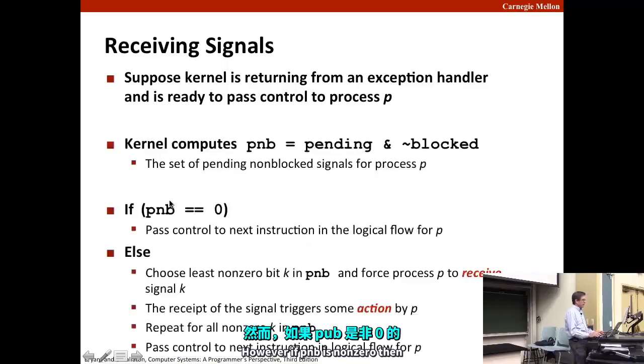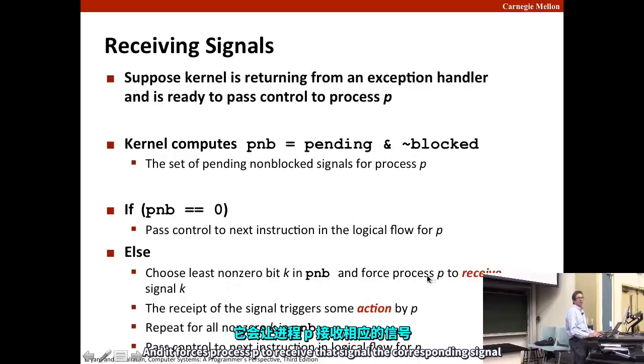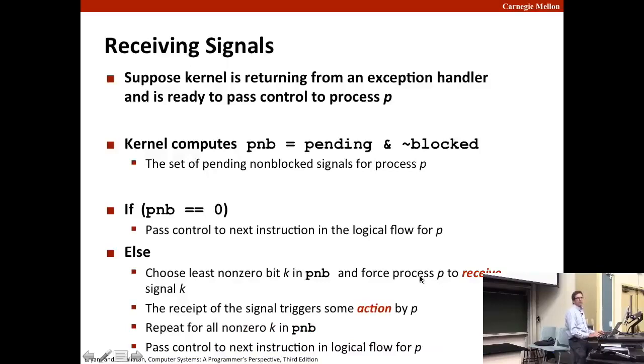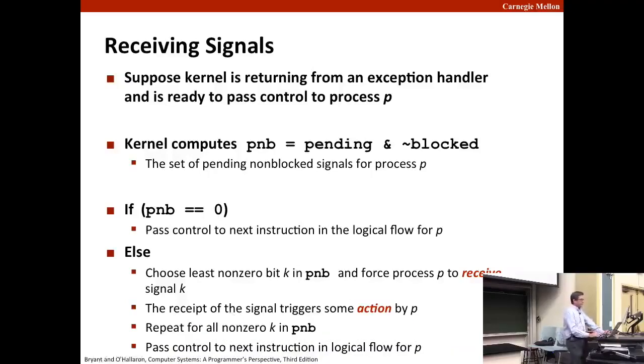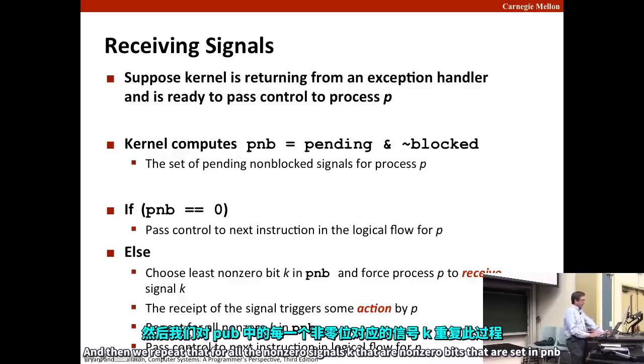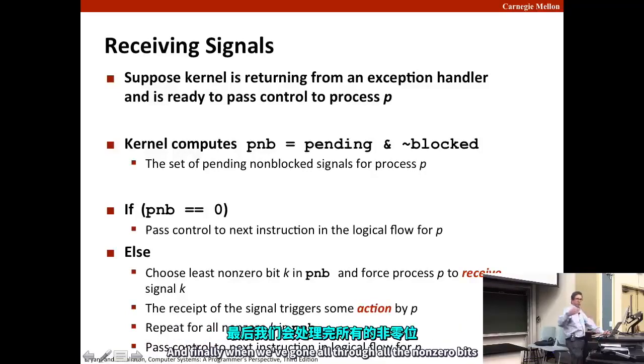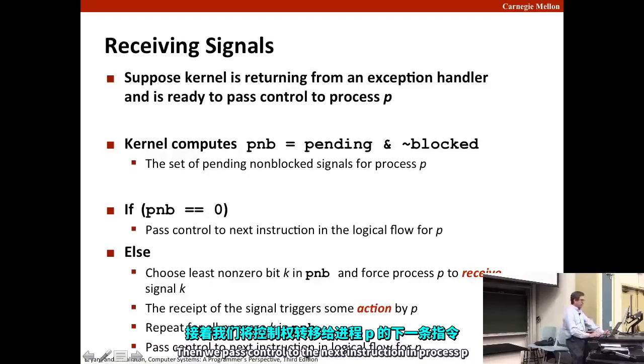However, if PNB is non-zero, then it chooses the smallest non-zero bit K in PNB, and it forces process P to receive the corresponding signal. The receipt of the signal triggers some action in the process. And then we repeat that for all the non-zero bits that are set in PNB. And finally, when we've gone through all the non-zero bits, then we pass control to the next instruction in process P.